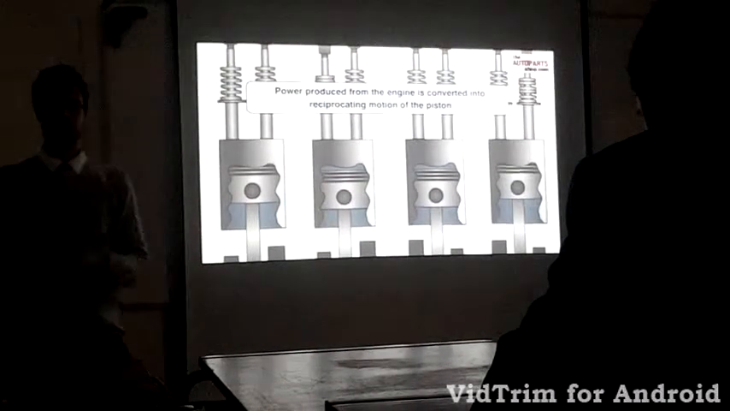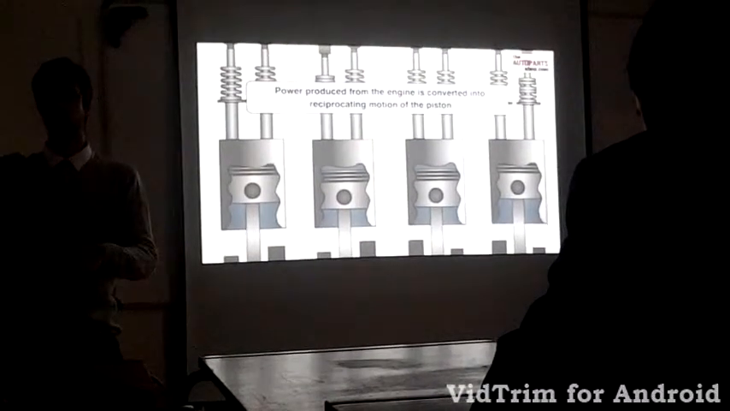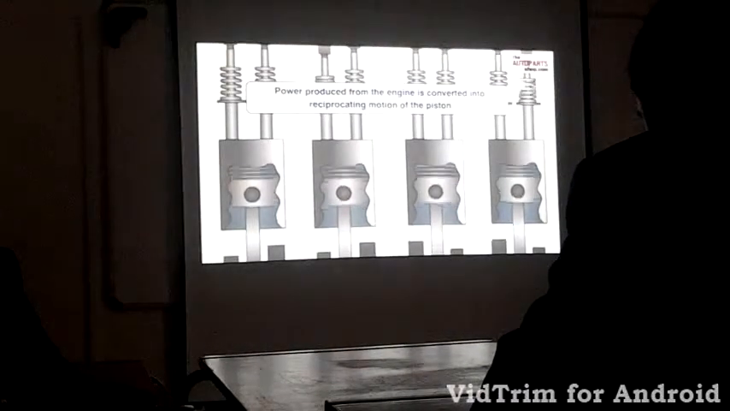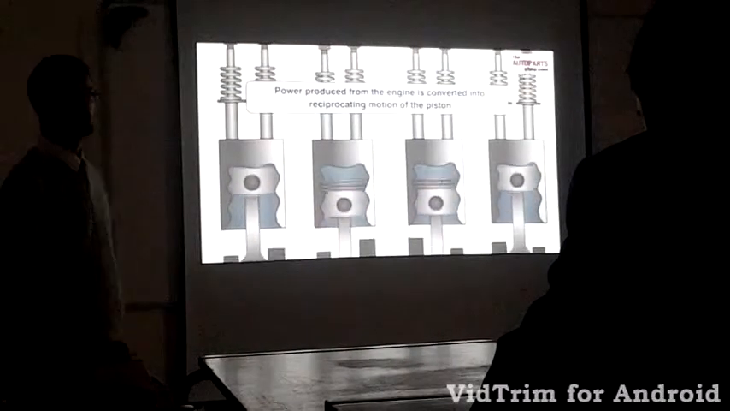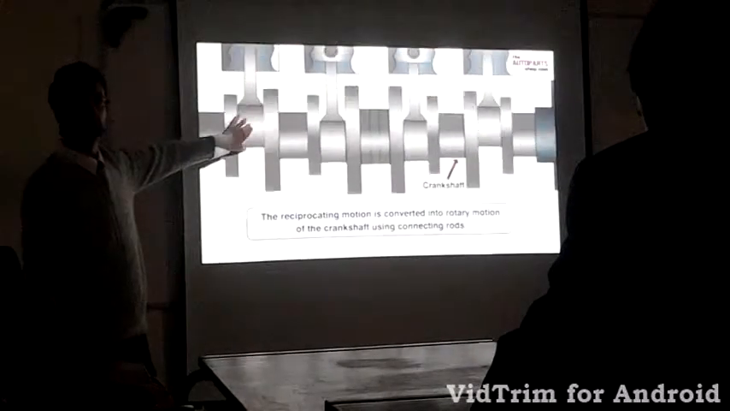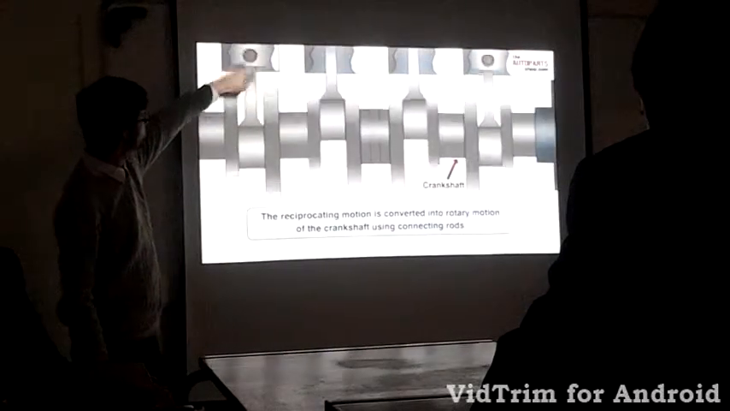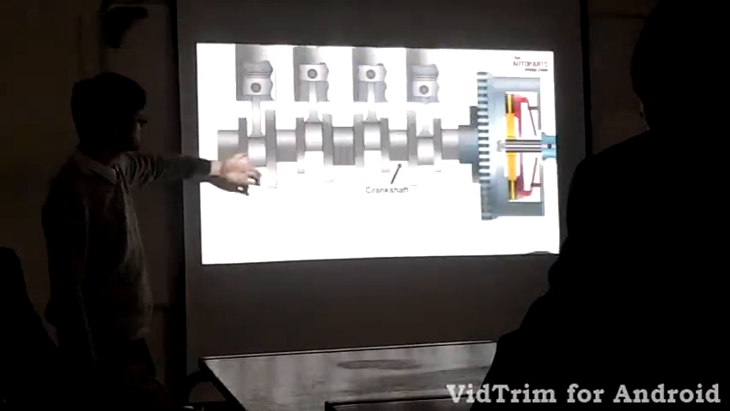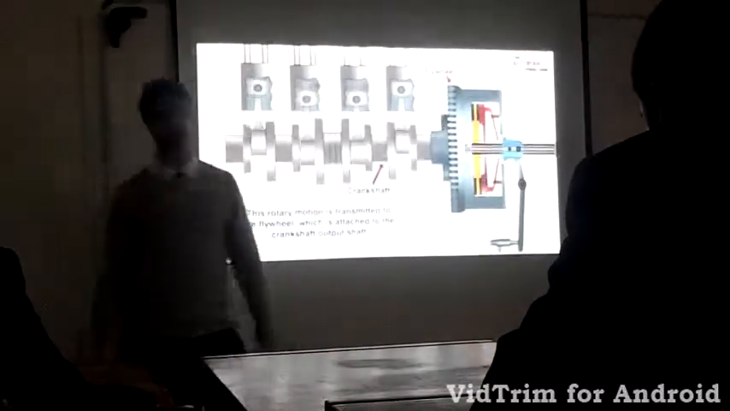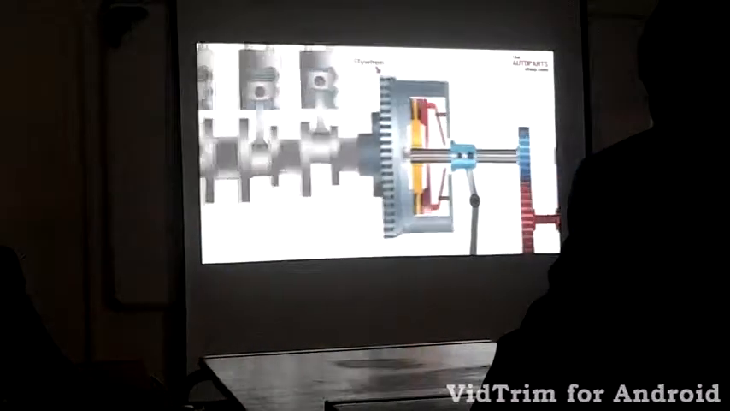So we've got to get this up and down movement into wheels turning around. That's the transfer we've got to have. Your piston simply moves up and down. That motion is converted to a rotary motion, your circular motion, by your crankshaft. There's a connecting rod between your piston, which just moves up and down, and your crankshaft, and that turns your crankshaft, and your crankshaft in turn turns your flywheel. That's the basic transfer of your movement in your engine.